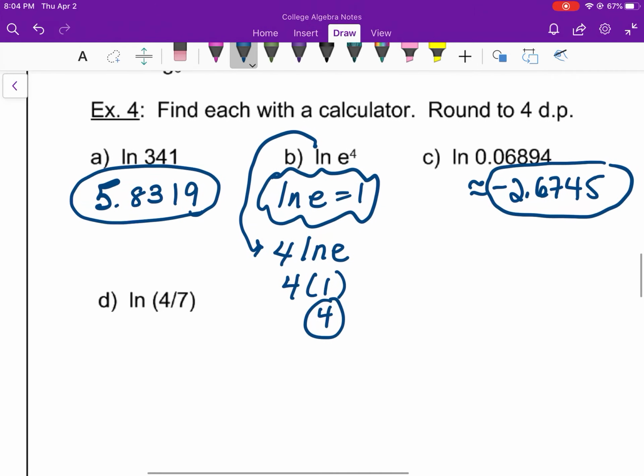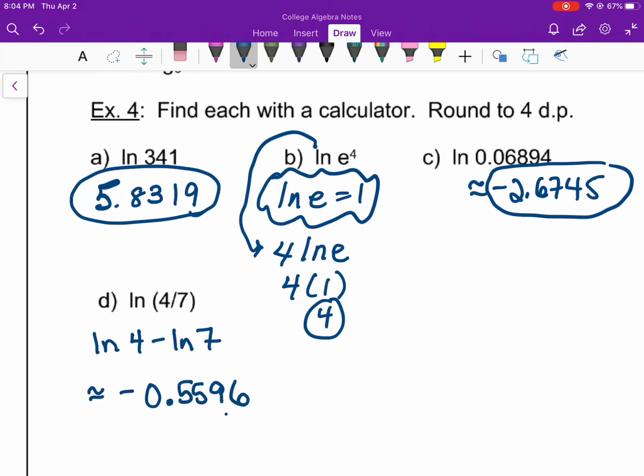On D, I can type it in the way it is, or I can do the ln of 4 minus the ln of 7. So I can still apply those rules that we had before. Again, you can also just type into your calculator the ln of 4/7. Negative 0.5596.